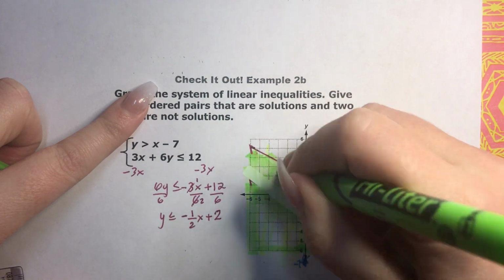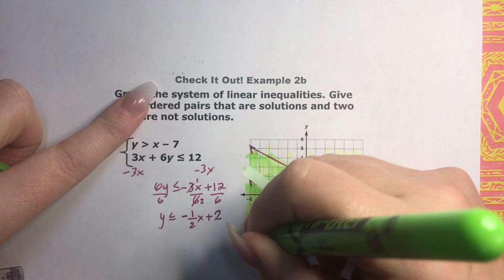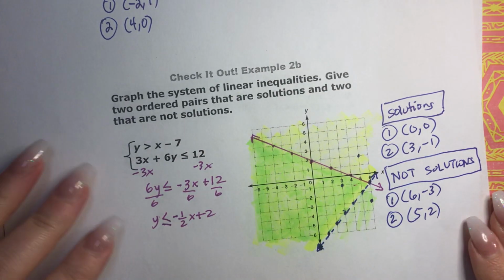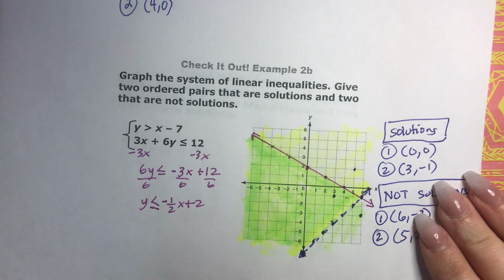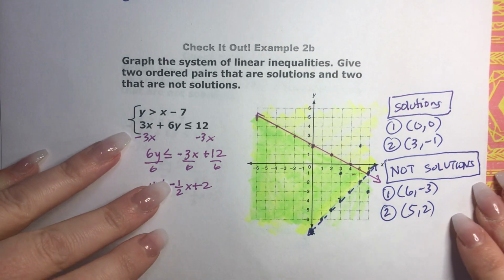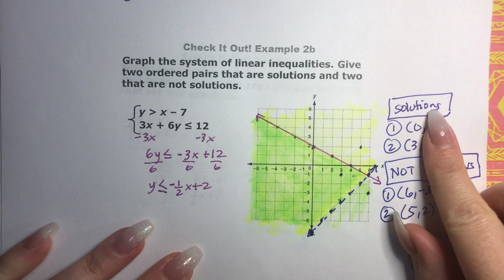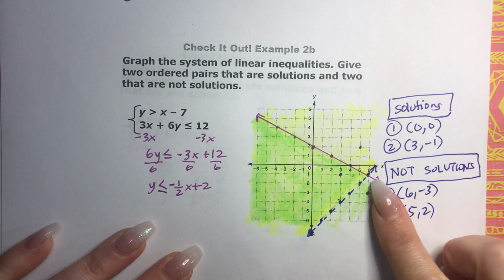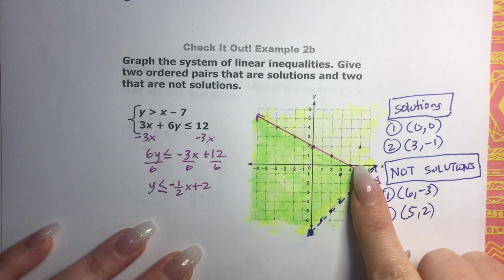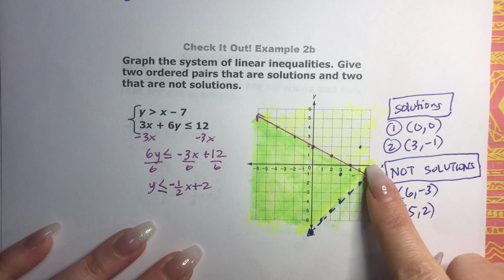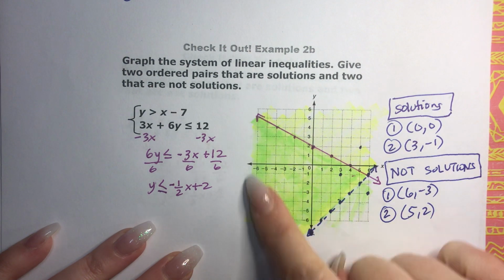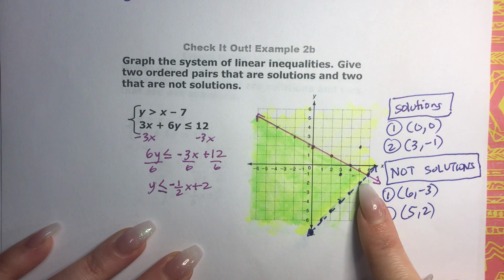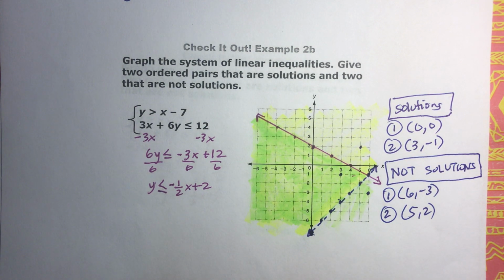And I really want to show you something that it's going to be like magic. Watch this. Boom! And now the graph is perfect. And if you see, yes, our solutions could be like 0, 0 or 3, negative 1. And things that would not be solutions would be like 6, negative 3. That would not be a solution because it's not in this region. And also 5, 2. It's right there on that dashed line, and anything on the dashed line would not be a solution. So that is it.